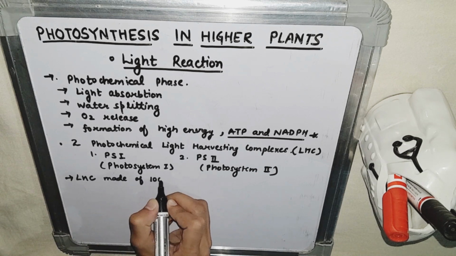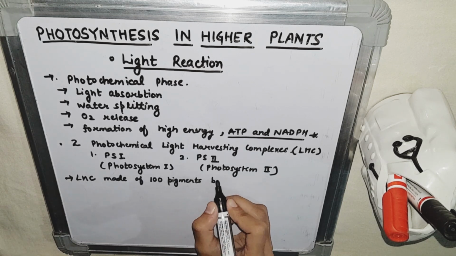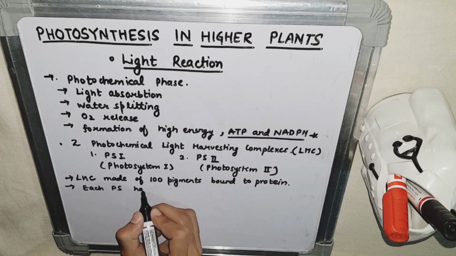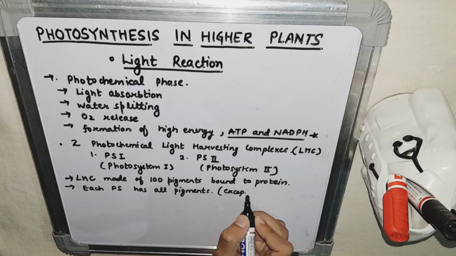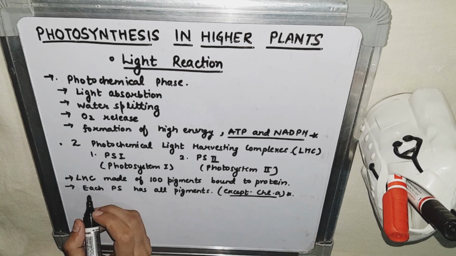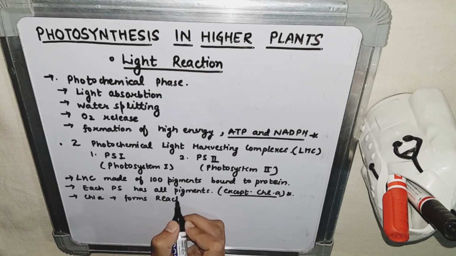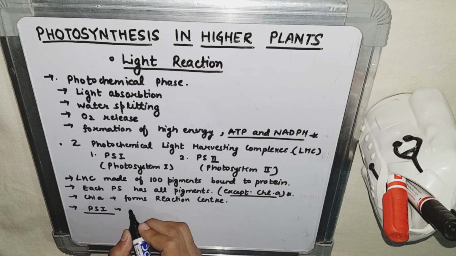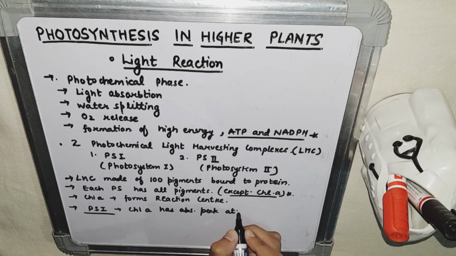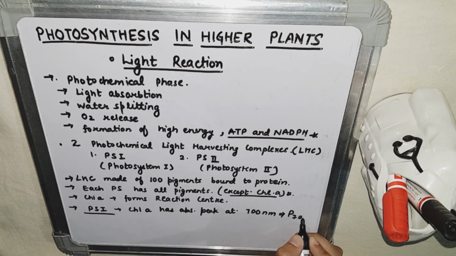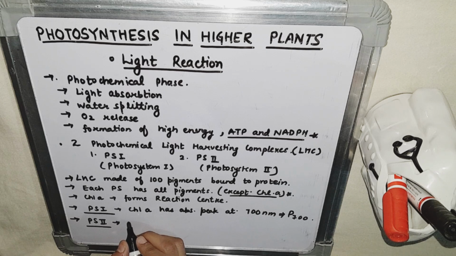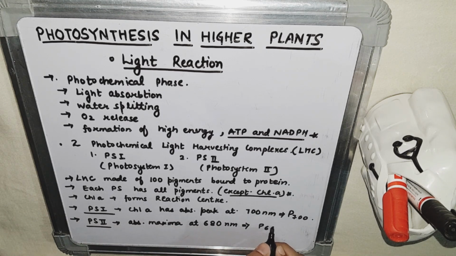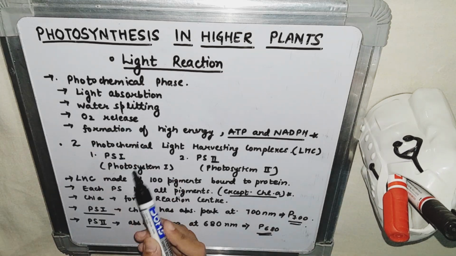Now these light harvesting complexes are made up of hundreds of pigments which are bound to protein. Each photosystem has all the pigments except that chlorophyll A is the only pigment which forms the reaction center. In photosystem 1, the chlorophyll A has an absorption peak at 700 nanometer, so it is called P700, and in PS2 this peak is at 680 nanometer, thus we call it P680.